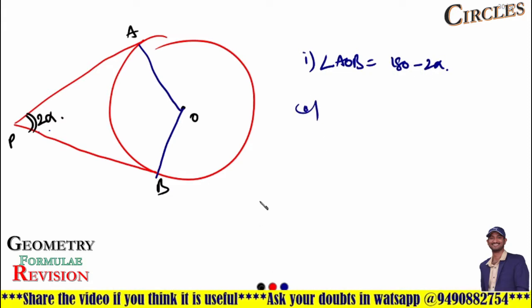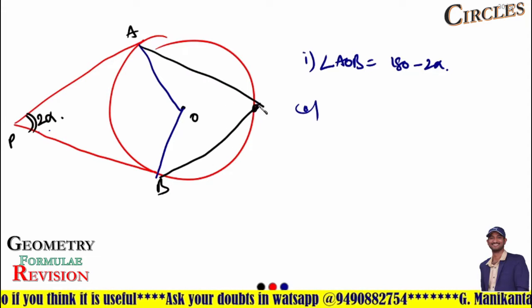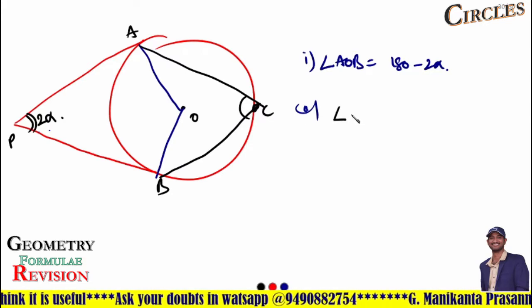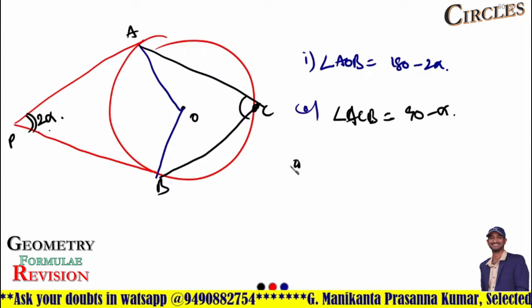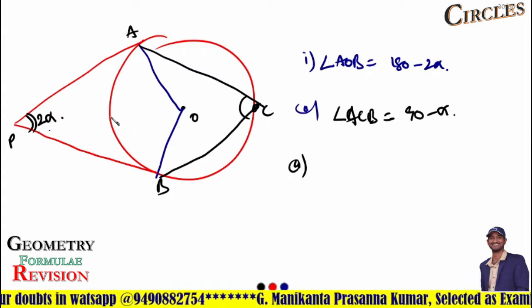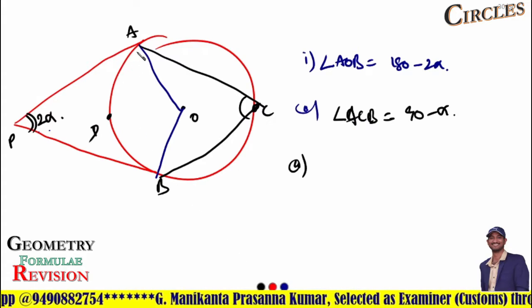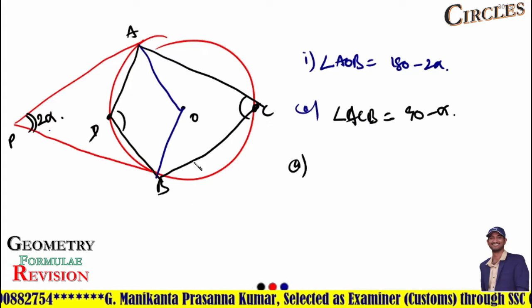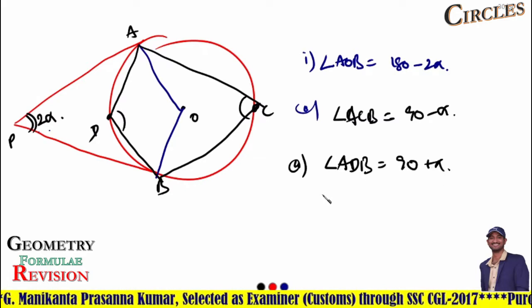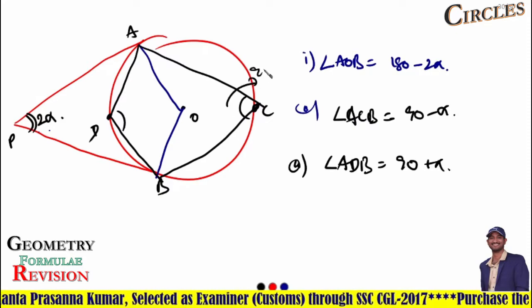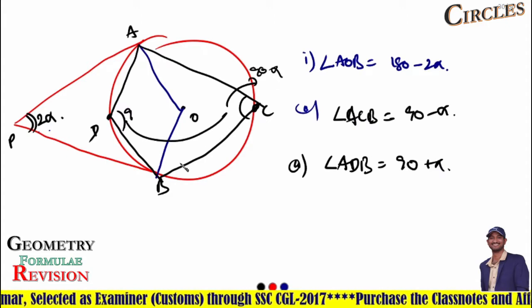Now, if I take any point on the major arc, suppose it is C, then angle ACB is equal to half of the central angle, 90 minus alpha. Next, if I take any point in the minor arc, then angle ADB is equal to 90 plus alpha. Because angle ACB is 90 minus alpha, ACBD forms a cyclic quadrilateral, so the sum of these two angles is 180.